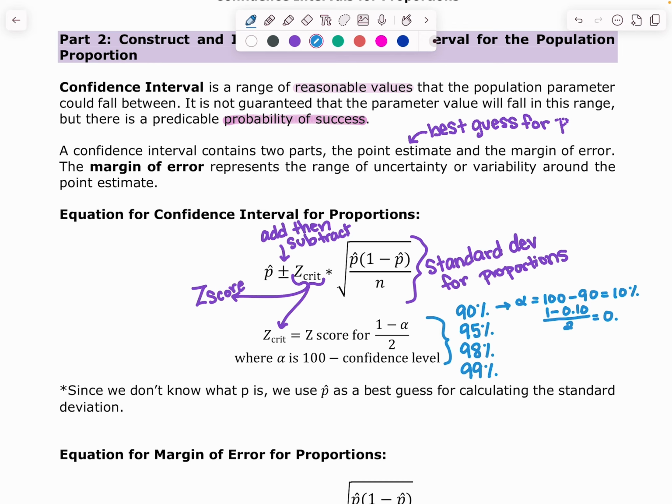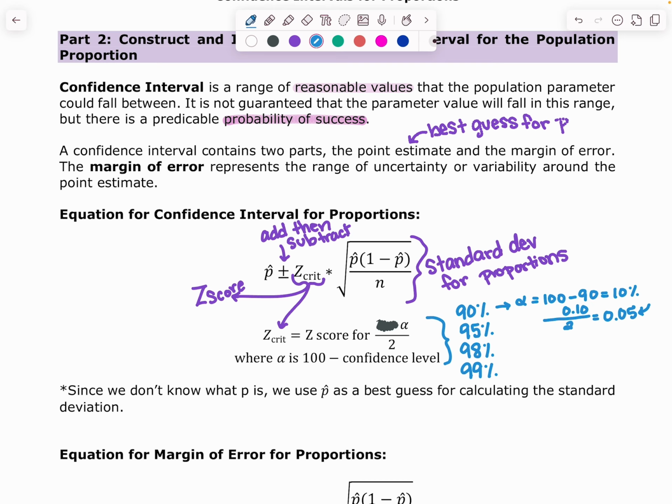Sorry, I'm looking at my formula and I actually wrote it down wrong. This should just be alpha divided by 2. We already did the 1 minus. I'm 1 minusing too many times here. As I'm doing this, I'm like, that's not right. Okay, alpha divided by 2. So this is 0.05. And we would plug this in to Excel to find out what is the z-score with this value. And we will see all of this in an example.